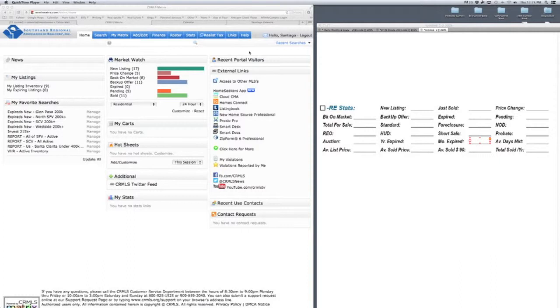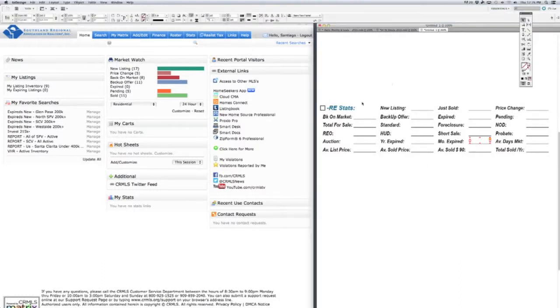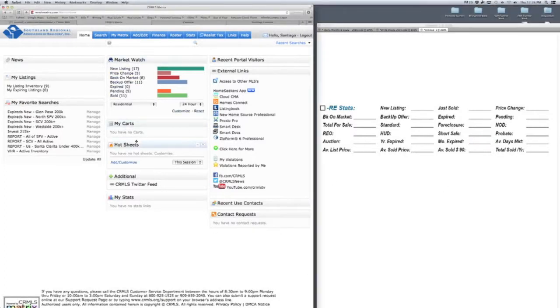Okay, so let's go into the live demonstration of how I get my market stats for my area on a daily basis. I've already logged in, on the left-hand side here, to my MLS here in Southern California. You'll see that on my homepage, I already have a market watch that you can see here in the middle. And then I have some favorite searches, pre-listed information that I've already set up for myself. So we're going to be going back and forth between these two to show you exactly how I get my market stats on a daily basis.